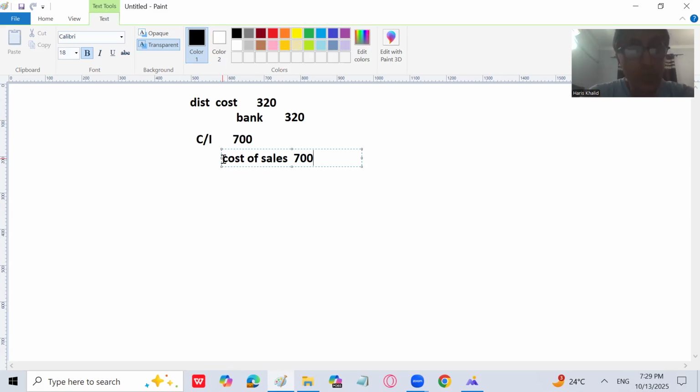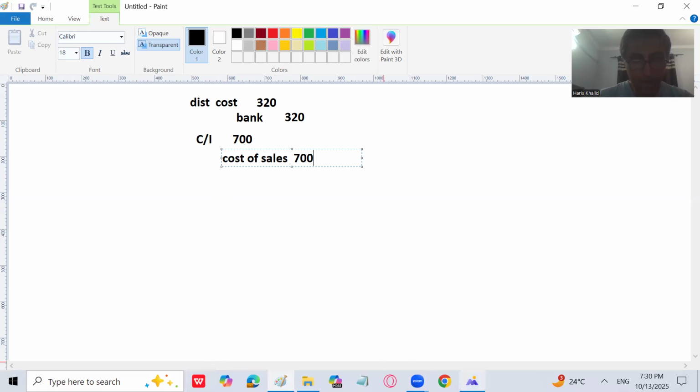So cost of sales is going to be credited by 700. We subtracted 12,200 instead of 12,900, which means 700 is not yet subtracted from cost of sales. If we subtract 700, cost of sales will decrease by 700. That's why cost of sales is going to be credited by 700 and closing inventory is going to be debited by 700.